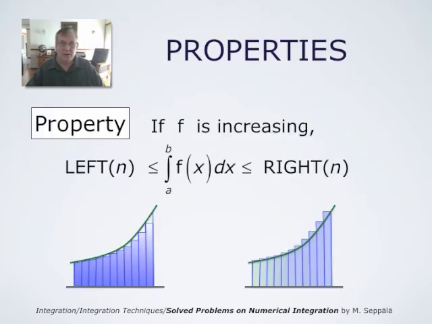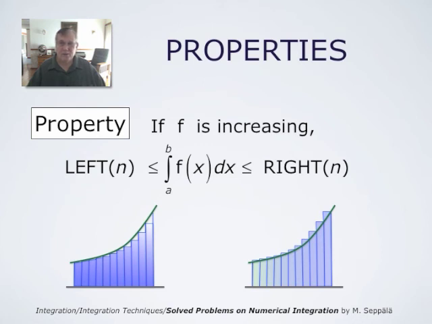These numerical approximations have the following property, which is immediate by the definitions. If the function f is increasing, then the left-hand approximation is at most the value of the definite integral from a to b, f of x dx, and this is at most the right-hand approximation. This follows since the left-hand rectangles lie below the graph of f if f is increasing, and the right-hand rectangles extend above the graph of f if f is increasing, as shown in these pictures. So this is a first useful observation.